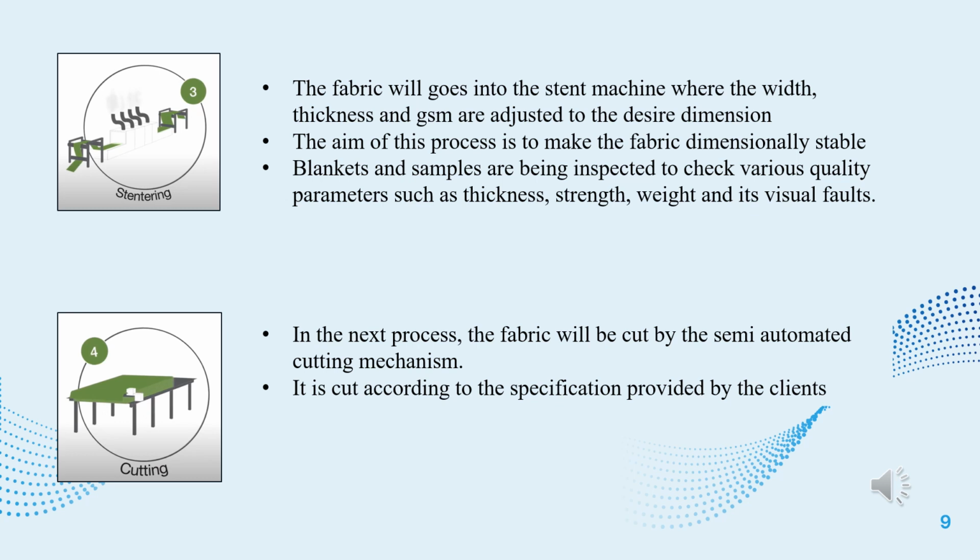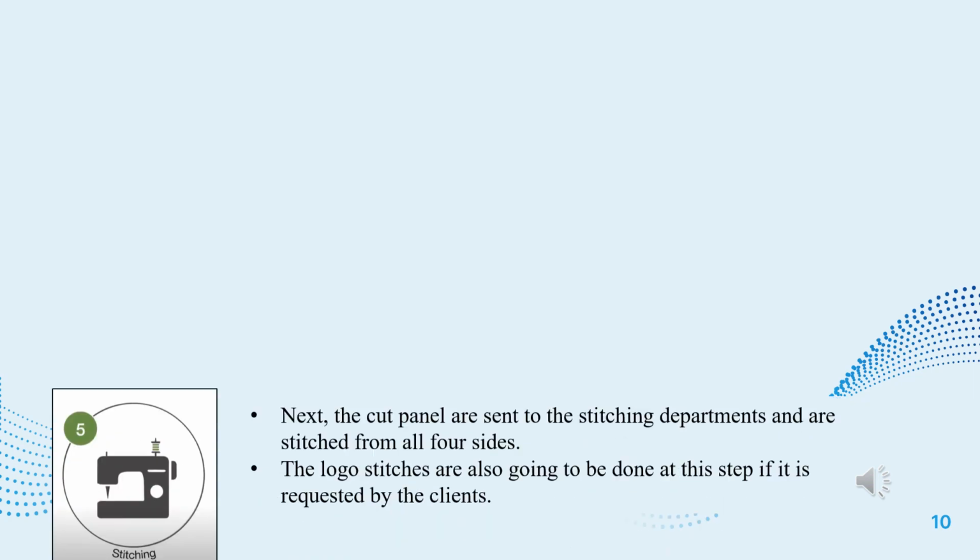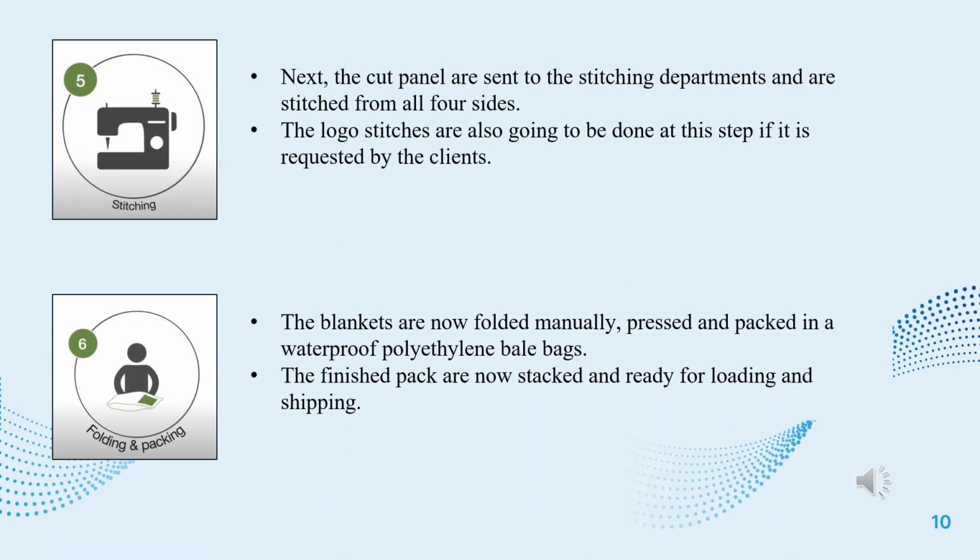Next, it will be cutting. In the next process, the fabric will be cut by the semi-automated cutting mechanism. It is cut according to the specification provided by the clients. In the fifth step, it will be stitching. Next, the cut panels are sent to the stitching departments and are stitched from all four sides. The logo stitches are also going to be done at this step if it is requested by the clients.